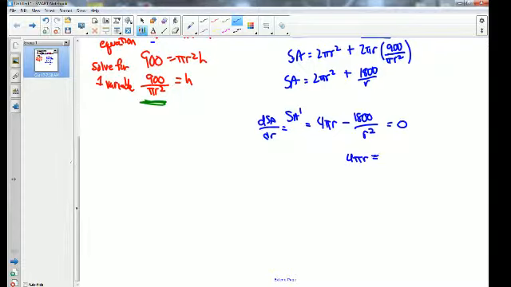Oh, I failed as a math teacher. Remember, when you get a variable top and bottom in two different spots, you can just add the exponents over. Now multiply by r squared. So we're going to 4 pi r cubed equals 1800, right?